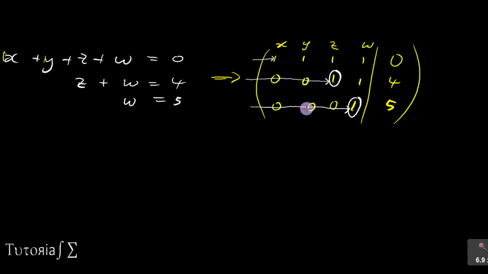If it does not have a leading element, then it is a free variable. So anything that does not have a leading element is a free variable. So we let y equal t, because y is a free variable since it does not have a leading element. That is what you should check for.